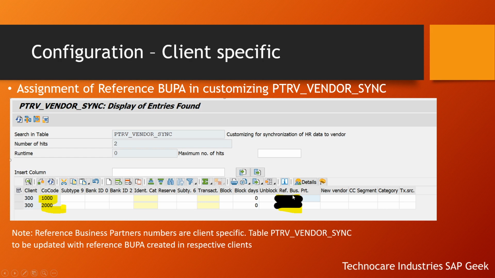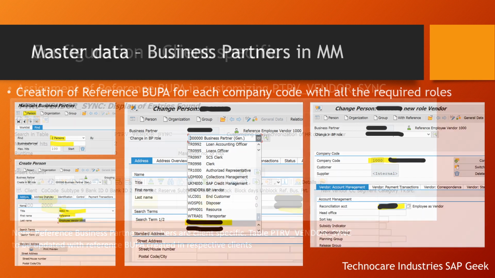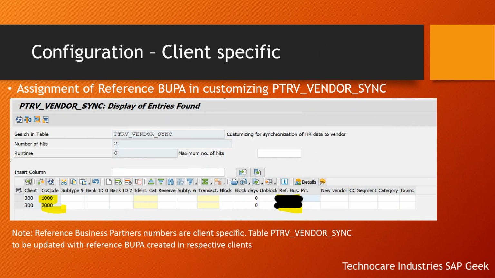For example, if we move this configuration to quality and production, they are different environments, and if we generate reference business partners in this step in quality and production systems with internal number range, it is possible that the reference business partners are generated with different numbers or IDs. So those IDs which are applicable in that particular client have to be updated in this customizing table.